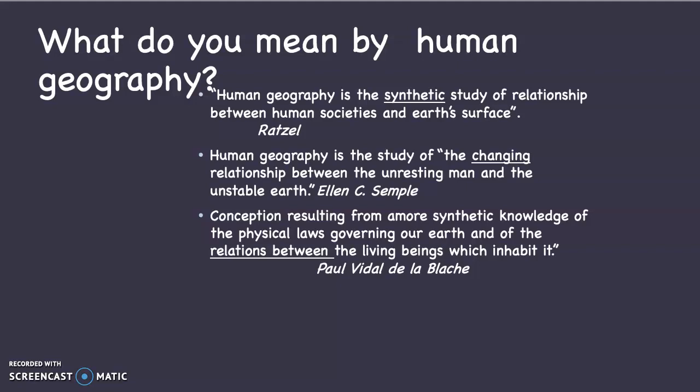In the third definition, Blache pointed towards the physical laws that govern our earth system and the relationship between the living beings which inhabit it. So Blache not only talks about human being but also the entire ecosystem where different kinds of living beings inhabit and are influenced by the environment. So these are the three important definitions of human geography.